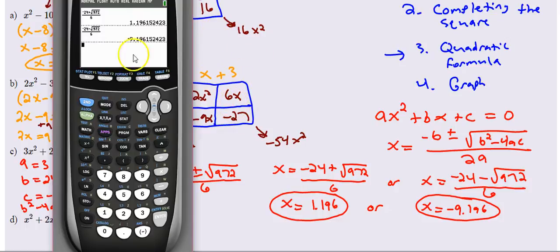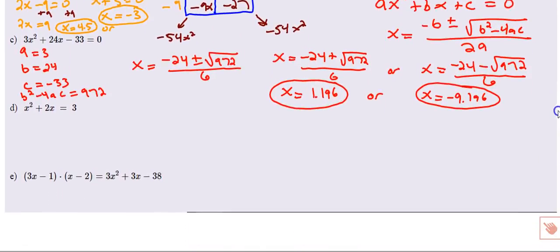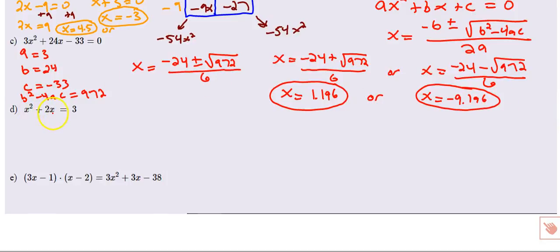Every single one that factors has an answer that can be written in a nicer form. Okay, letter D is very similar except for the fact that it doesn't equal 0. It equals 3. So what if I just were to subtract 3 from both sides? So I'd have x squared plus 2x minus 3 equals 0. Now I can use the zero product property. Because it equals 0, we could factor it, we could use the quadratic formula, we have different options now.